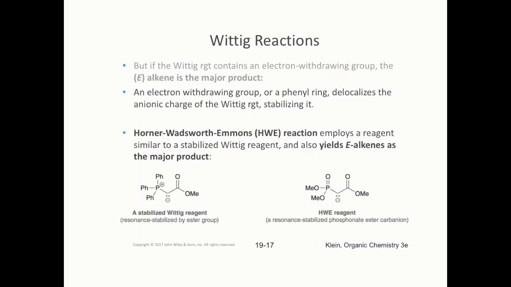The Horner-Wadsworth-Emmons reaction is very similar to the Wittig in that it is going to form an alkene, but it uses this reagent, known as the Horner-Wadsworth-Emmons reagent, containing a phosphonate ester.